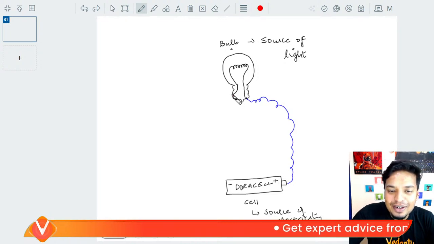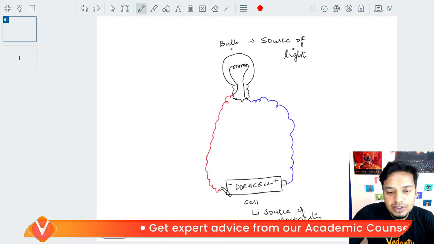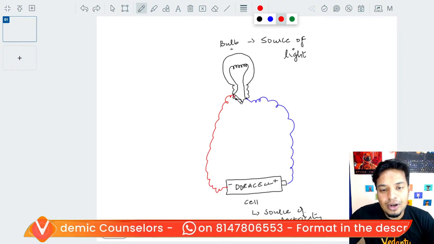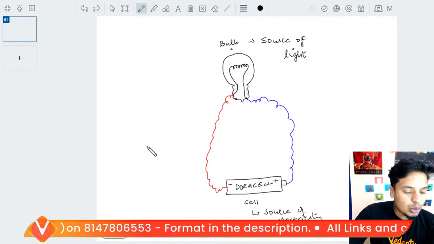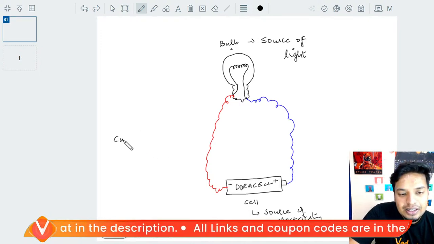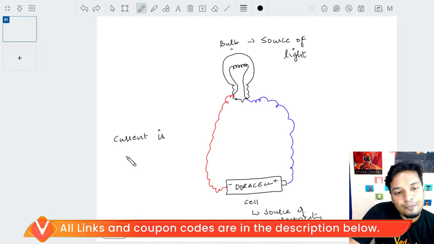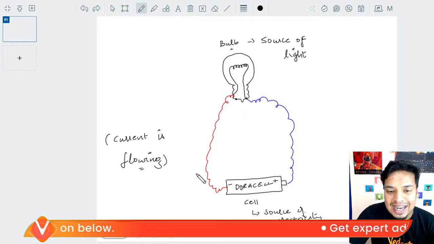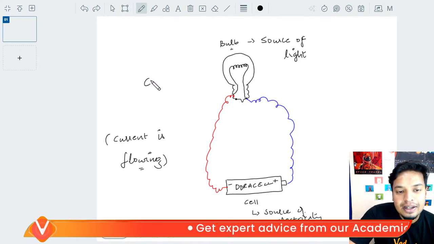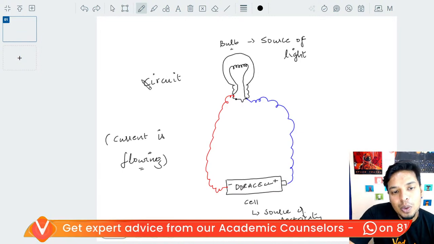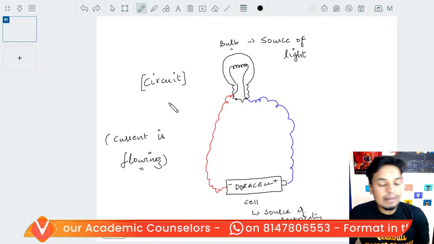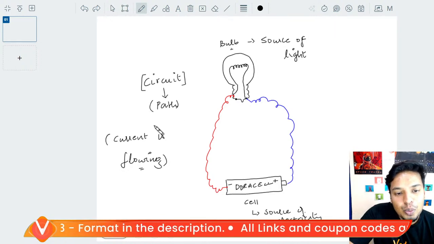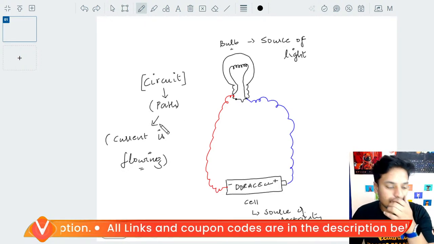I'll take one more wire from here. Ta-da! What will happen now? The bulb would definitely glow right now, because what is happening, guys? I want you all to understand what is happening, because current is flowing. Where is current flowing? In this entire, what is it called? The entire circuit. Now comes a question: but sir, what is a circuit? A circuit is a path in which current flows. So this is your path, the path in which the current flows. Understood? Very simple.